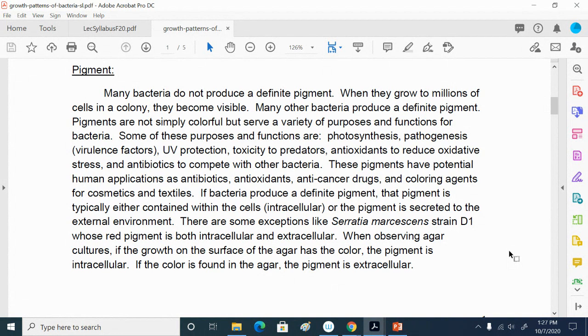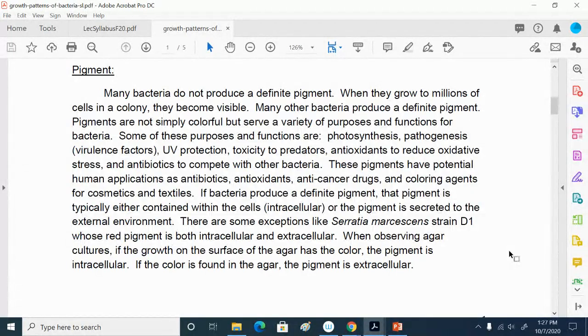So as I said, not all bacteria produce a definite pigment, but for those that do, the pigment is either inside the bacteria, which makes it an intracellular pigment, or the pigment is secreted into the external environment, making it an extracellular pigment. So it's usually where the pigment is. It's inside the cells or it's outside. But there are always exceptions.